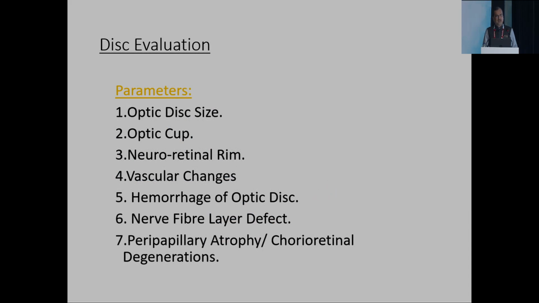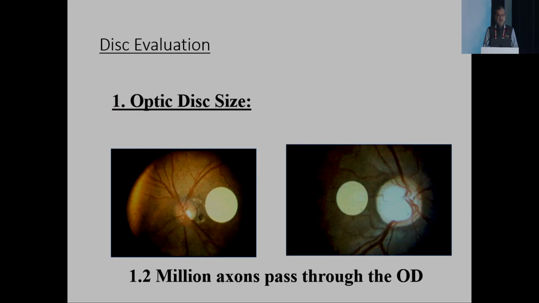What are the basic parameters you need to look out for? Number 1 is the optic disc size. Number 2, the optic cup, neuroretinal rim, any vascular changes, any hemorrhage on the optic disc, any nerve fiber layer defect, and last but not the least, the peripapillary atrophy or the chorioretinal degenerations. The optic disc size, why it is very important.